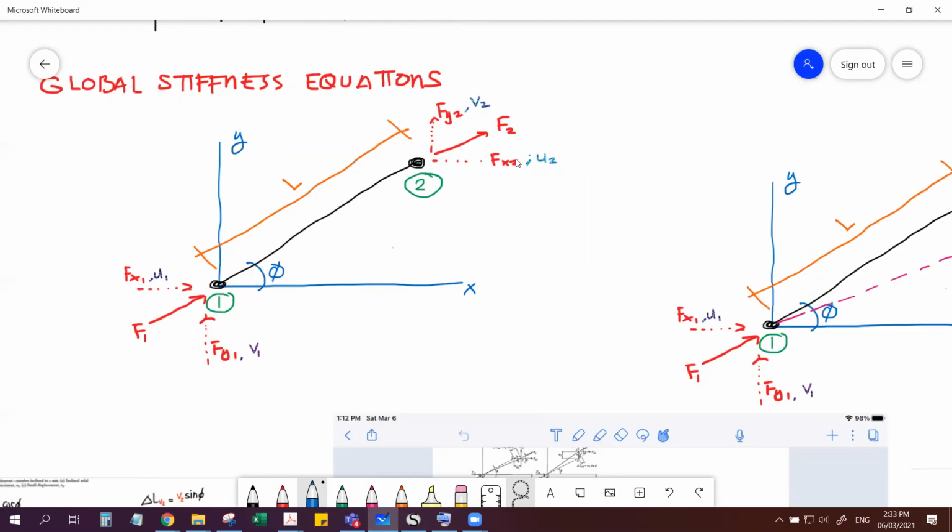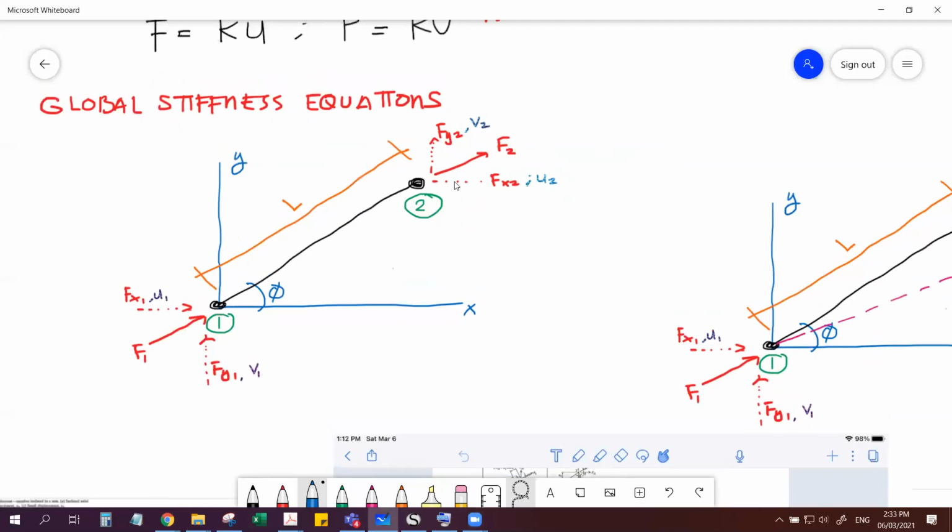then for node 2, u2, v2. Okay, u2, v2. Of course, since f1 and f2 have an angle now, we can now find their components. For f2, fx2, fy2. For f1, fx1, fy1.